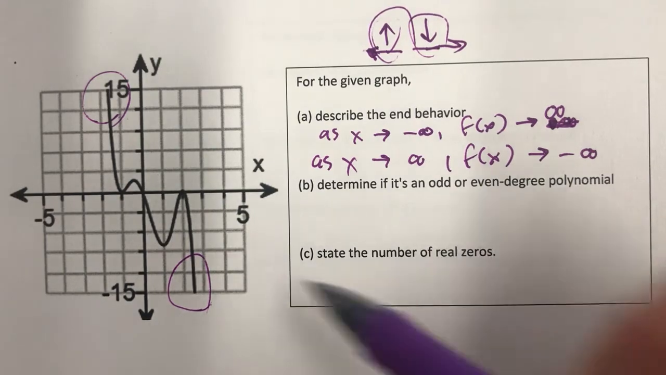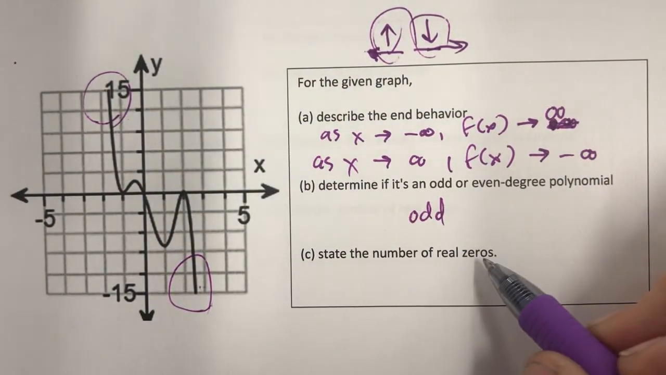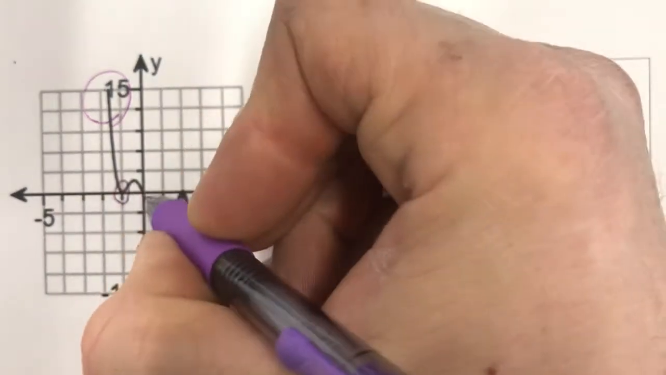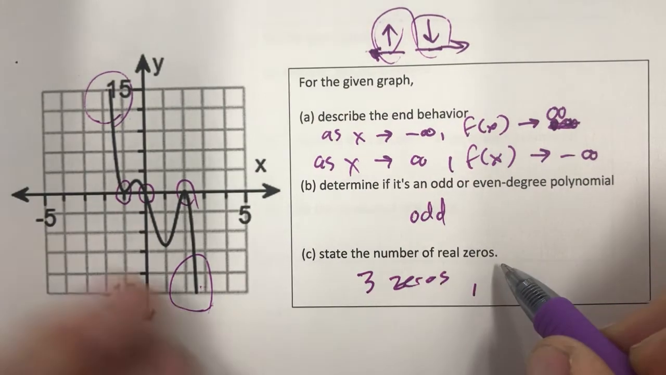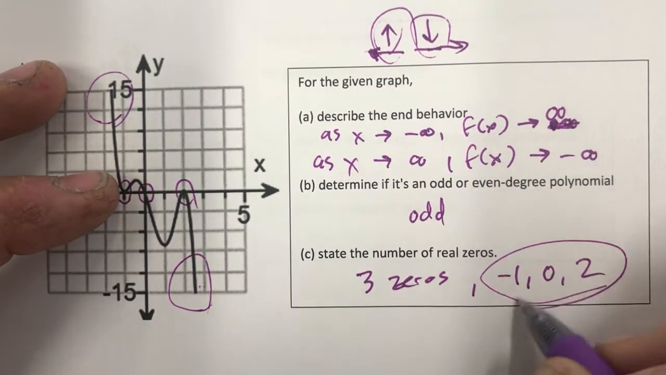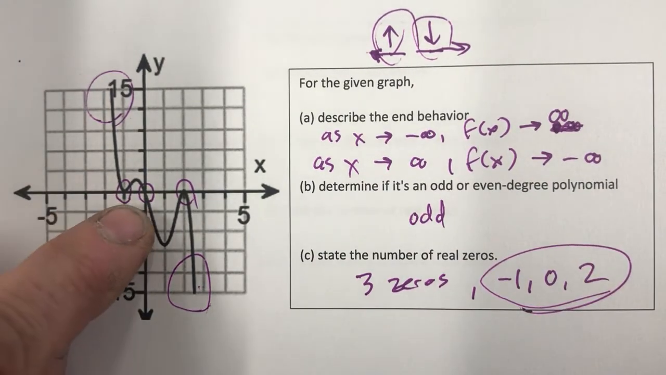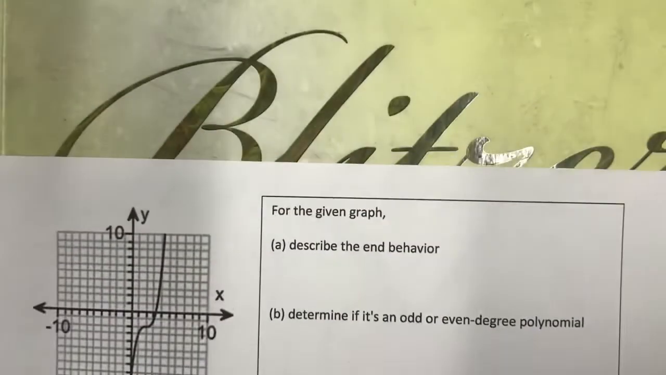Is this even or odd? Well, this is up, that's down, so that's odd. And the number of real zeros looks like there's one there, 2, it looks like 3. This one looks like -1, 0, and then 2. There's my zeros right there. -1, 0, and that one's at 2. Okay, 2 more of these.